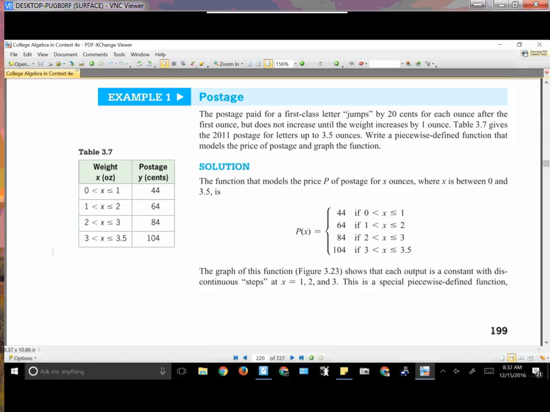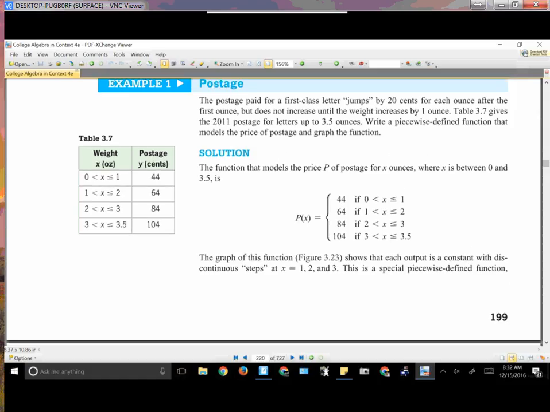So, let's try this one. It says postage paid for a first class letter jumps by 20 cents for each ounce after the first ounce, but does not increase until the weight increases by 1 ounce. So it goes up 20 cents. For anything that goes from 0 to 1, it's 44 cents. 64 cents from 1 to 2, 84 cents from 2 to 3, 104 cents or $1.04 when it goes from 3 up to 3.5.